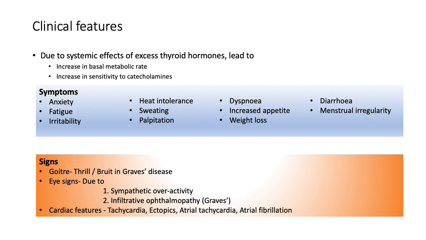The examination of the thyrotoxic patients reveals the goitre, eye signs, and cardiac features. The goitre is associated with thrill or bruit. The ophthalmopathy is due to sympathetic overactivity or infiltration. Cardiac features are end organ effects on the heart.